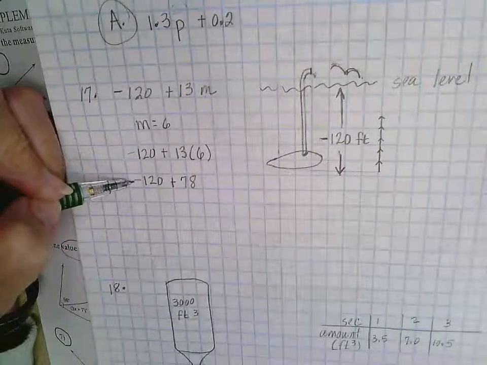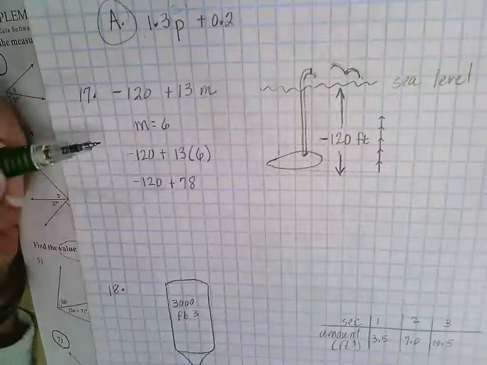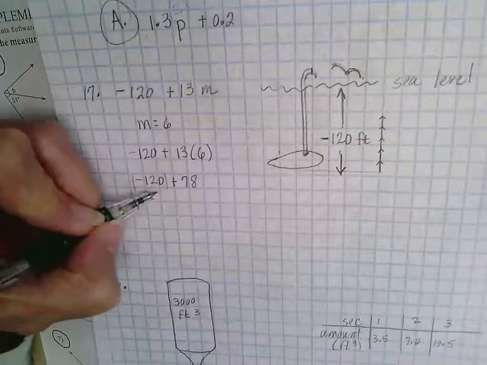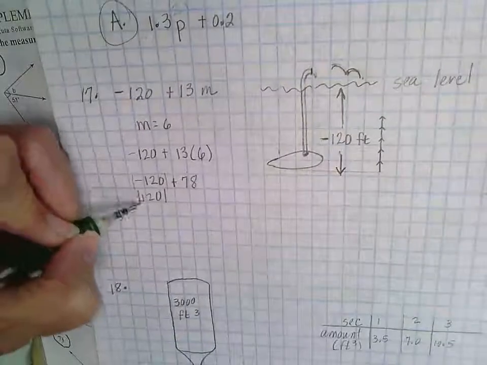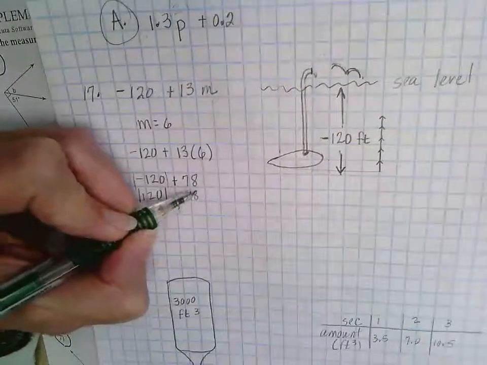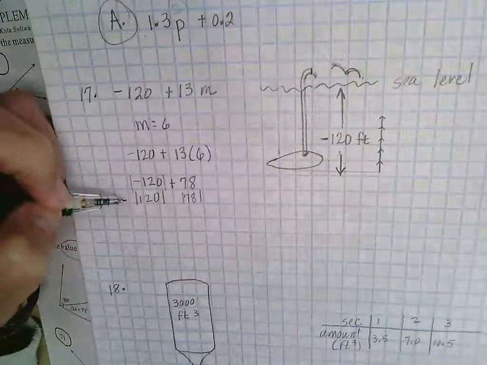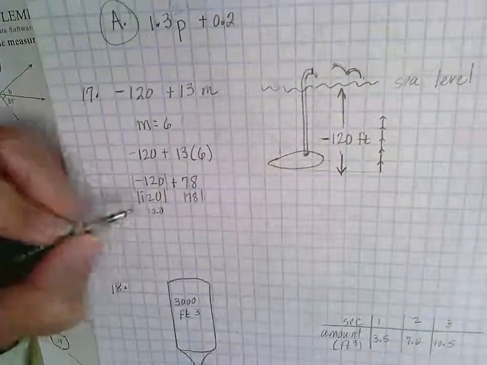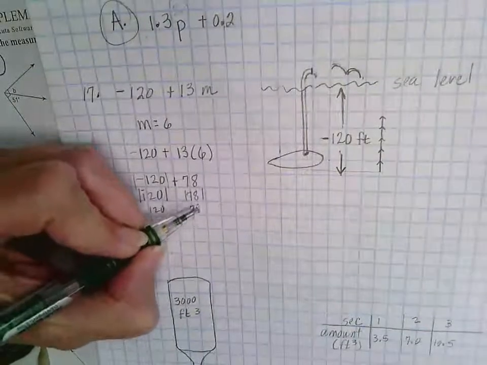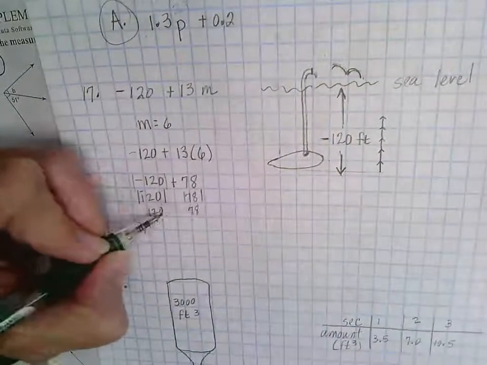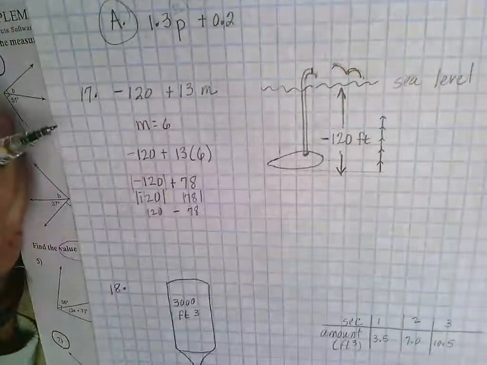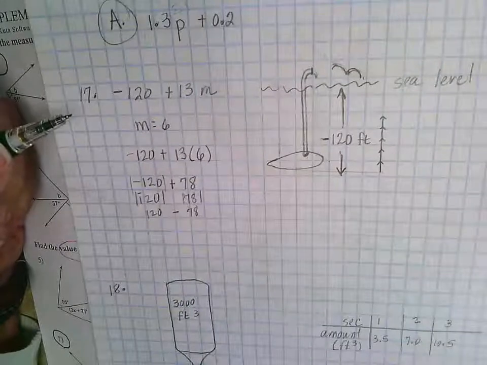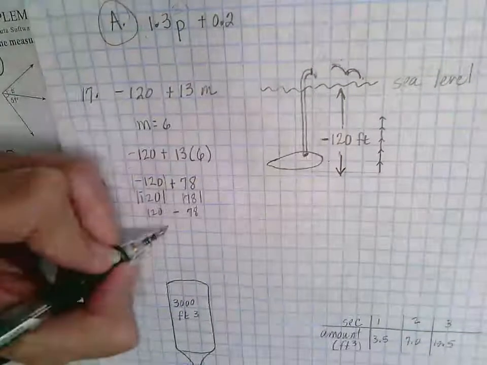So here we have a negative plus a positive. So we're going to find the absolute value of each of these. This is a review of the absolute value of negative 120 is 120. The absolute value of 78 is 78. I'm going to subtract the smaller one from the larger one. So 120 minus 78 is 42.